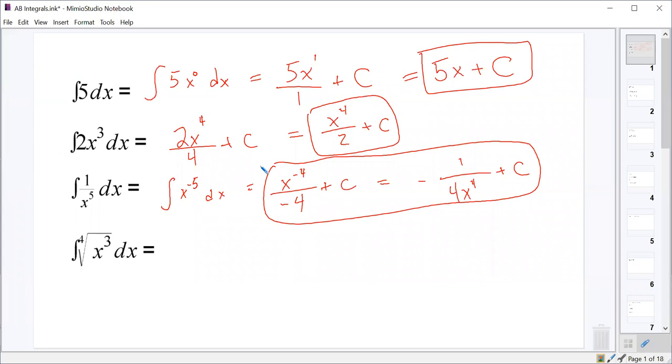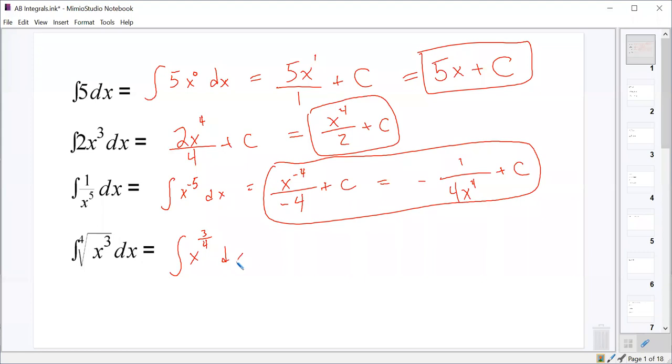Makes sense. Wonderful. All right, what about the 4th root of x cubed dx? Well, that's just, again, x to a power. It's x to what power? The 3/4th.